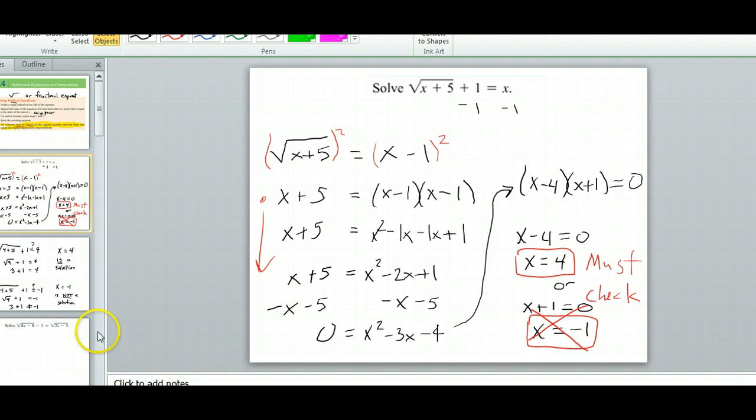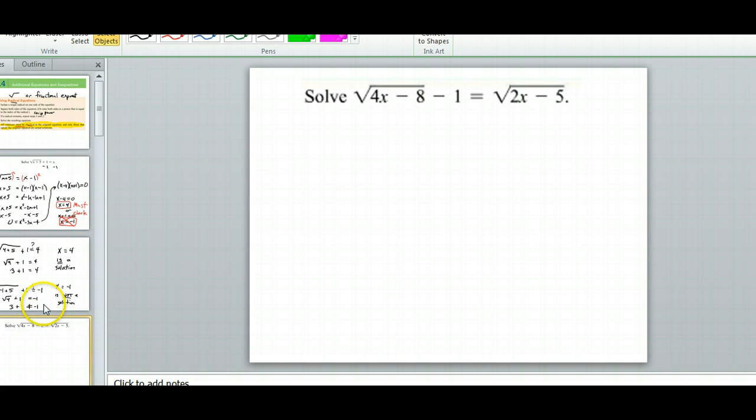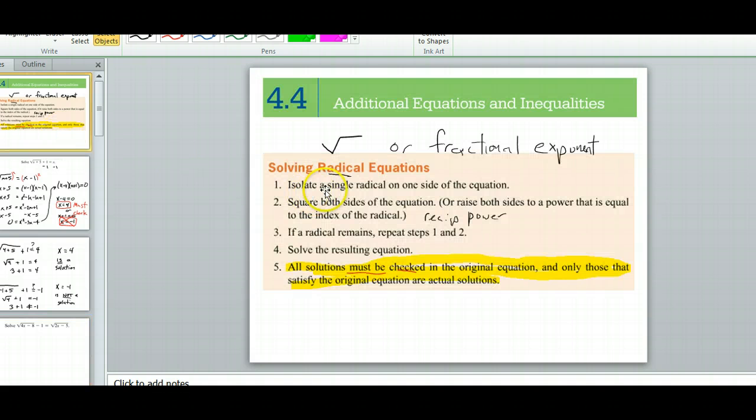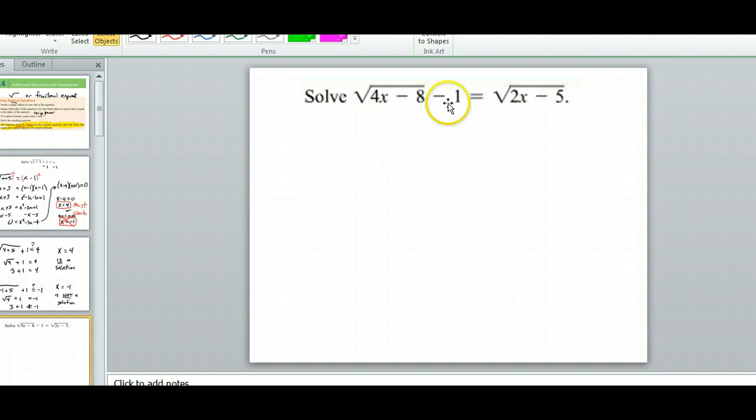Alright, now if you look at your 5-step process on this next example, you may be scratching your head thinking, how am I going to do it? Because I can't isolate a radical. Well, you can isolate one of them. You don't have to isolate both, but you can isolate one. So we're going to isolate the one that's already isolated. If there's more than one radical, just separate them, make them on opposite sides of the equation, and isolate one of them at a time, because that's all you can do.